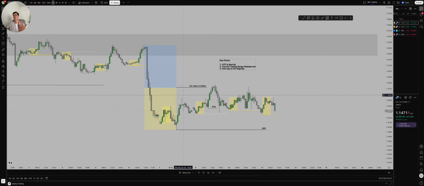And number three, we are now trading the intraday and the higher time frame in alignment. Okay, so our daily and then our 1 and our 4 are all trading in one direction, which means we should be only looking for that given direction, which in this case is sells.